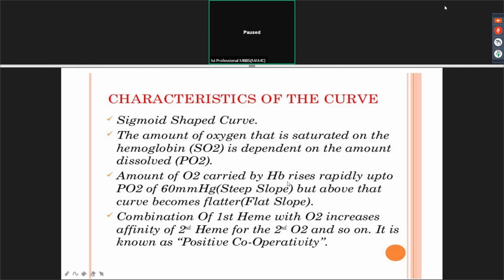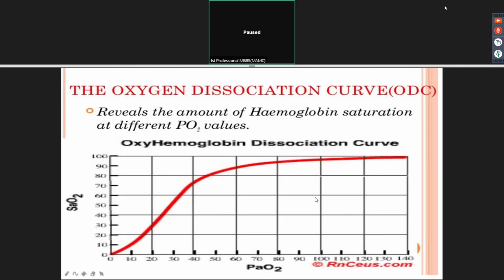So the amount of oxygen carried by hemoglobin rises rapidly up to PO2 60 mmHg. That is a steep slope, but above that the curve becomes flattened. So initially, when the partial pressure is low, the binding is hardly up to 30%, whereas from 20 to 60, there is the sharpest rise, it increases from 30 to 90%, and from 90 further, as the partial pressure increases, the saturation increases up to 100%.